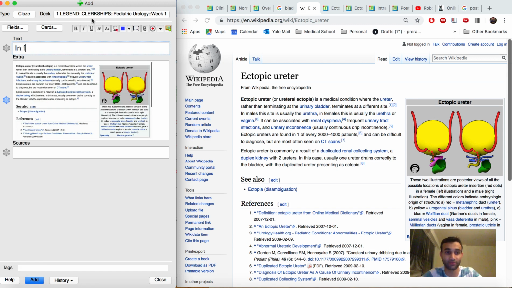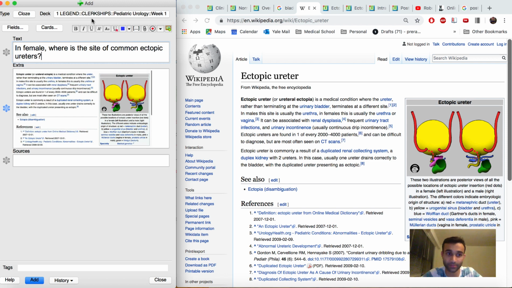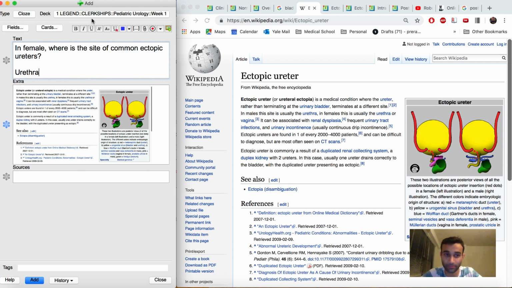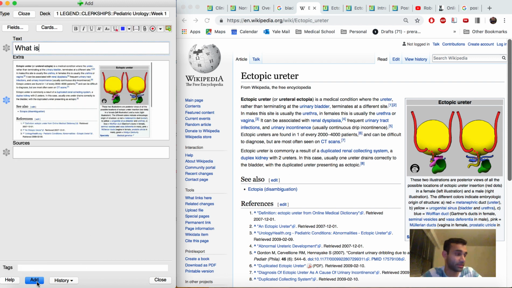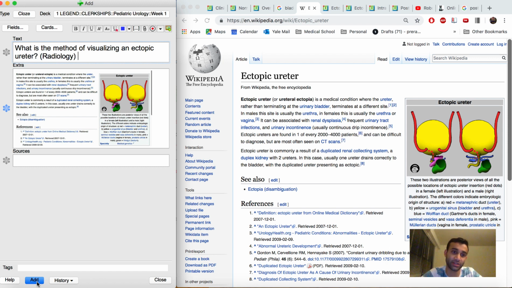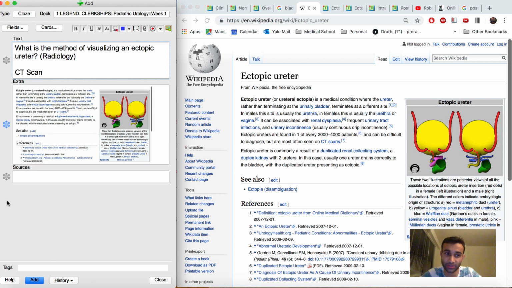But I'll do the same thing. In females, where is the site of common ectopic ureters? And in females, it's also the urethra. But females have a shorter urethra, so notice how here I'm going to do times two because there's two answers here. It's the urethra and then the vagina. And that's right there. And let's see. What is the method of visualizing an ectopic ureter? And again, I'll usually give a hint here, radiology, and I'll say CT scan is the answer. And all of this is pulled straight from this Wikipedia.